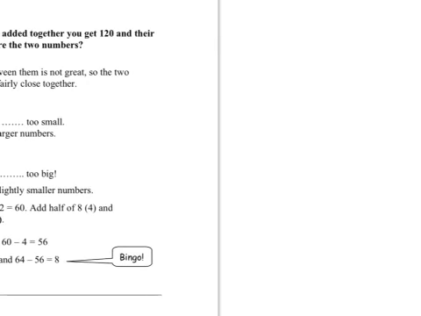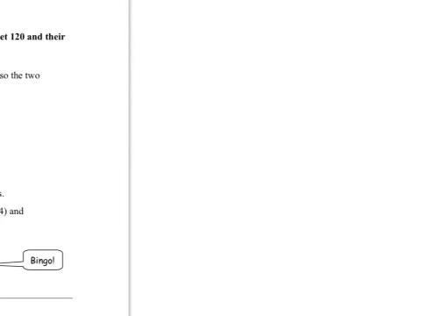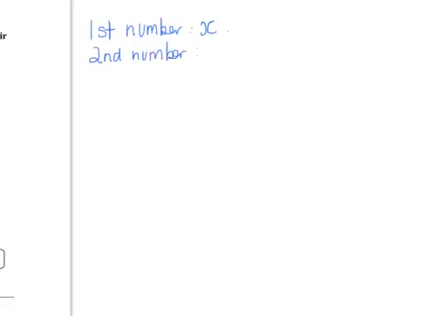So let's just remember what we were told. The two numbers add up to 120 and their difference is 8. So, let's say we don't know what the numbers are, so we'll call the first number x. The second number, well, we were told it differed from the first number by 8. So let's call it x minus 8.